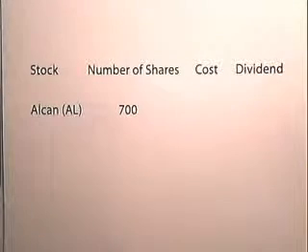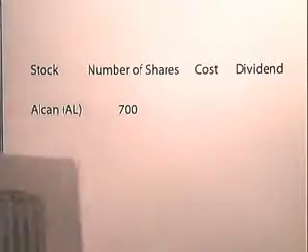This stock is Alcan, which is represented on the stock table by AL. The number of shares is 700. So what we want to do is find the cost for the following stock purchase to the nearest cent. We're also going to find the annual dividend that would be paid for the year. So we consult our stock table.